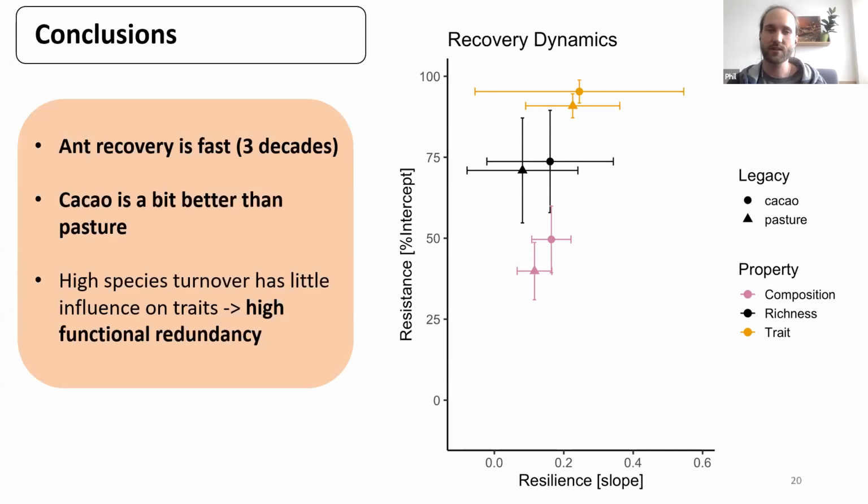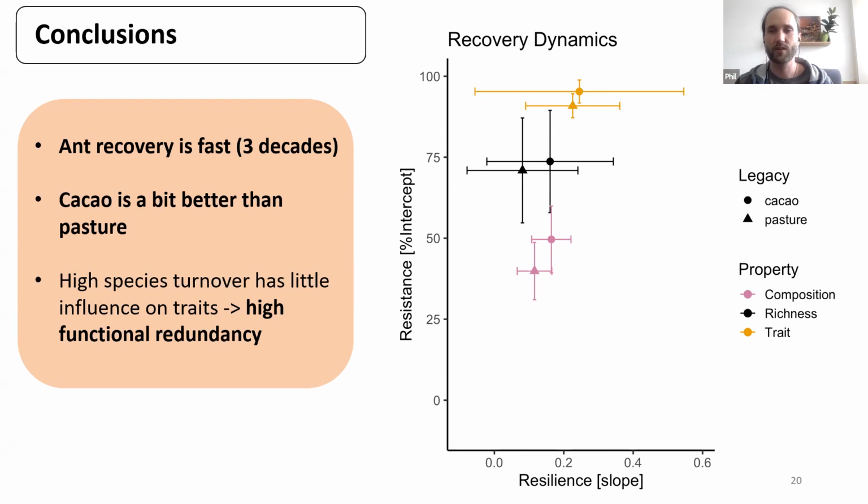So to summarize this, we saw that ant recovery is fast, roughly 3 decades. We saw that the cacao was doing a little bit better. This could be because the structure is already really similar, or more similar, to a forest. If we have little cacao trees, it's already kind of forest-like, whereas the pasture is really a different environment and it takes longer to recover.